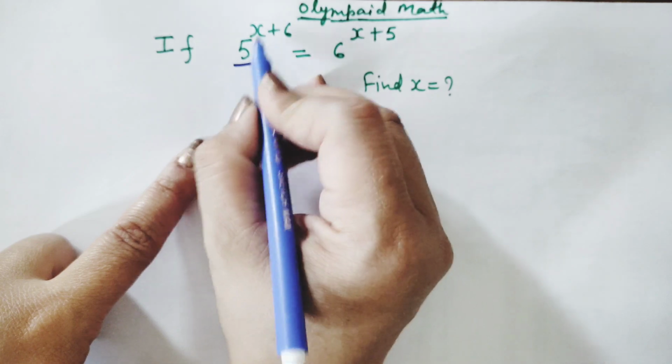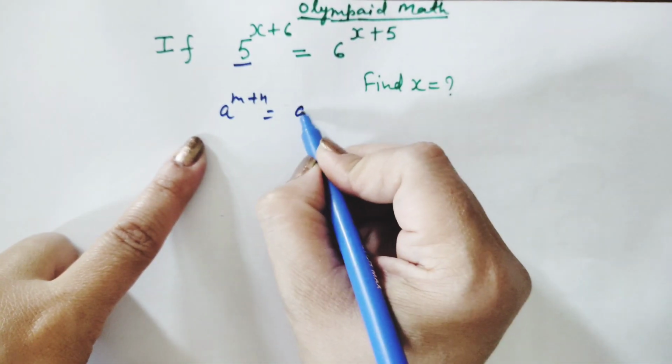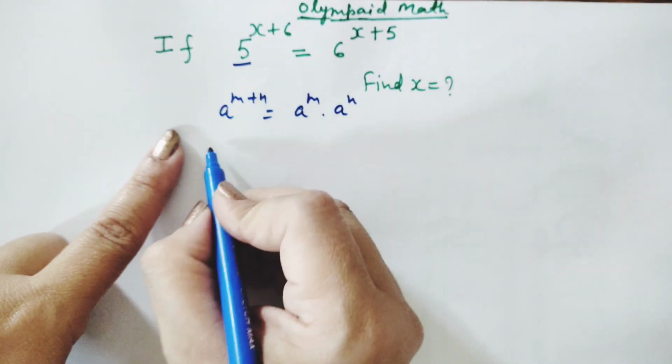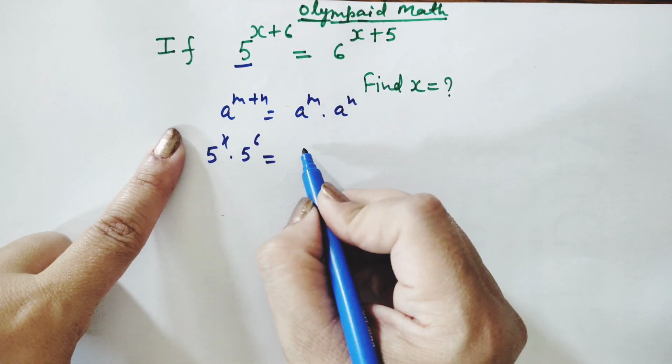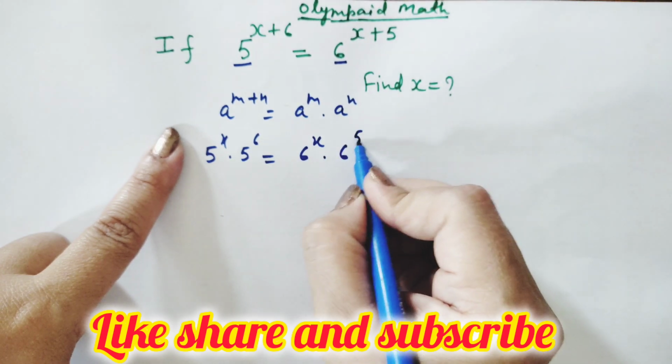First of all, we will split this term by the law of exponent: a power m plus n is equal to a power m into a power n. So we will split this term: 5 raised to the power x into 5 raised to the power 6 equals 6 raised to the power x. Similarly, we will split this term also: 6 raised to the power 5.